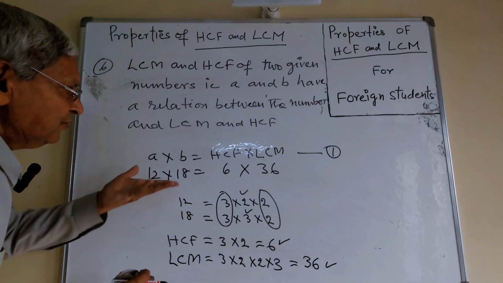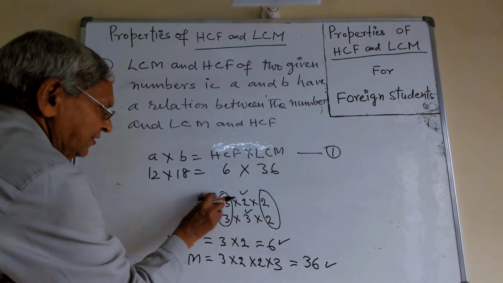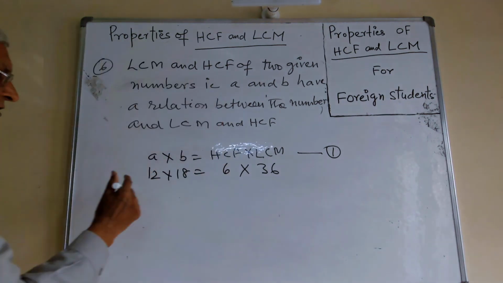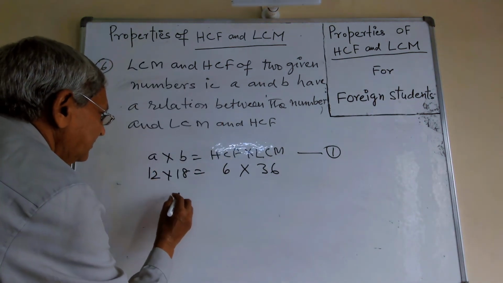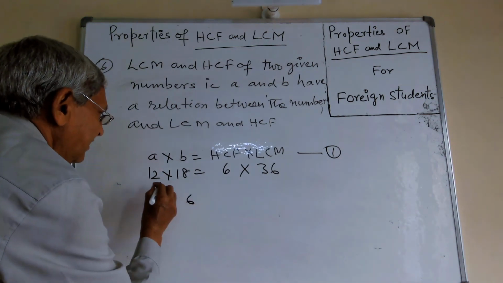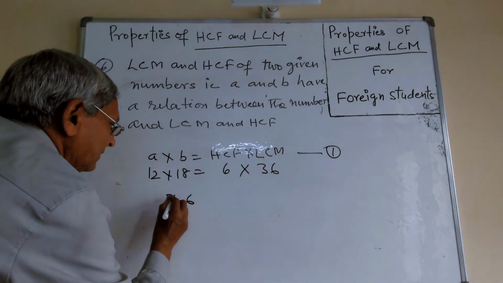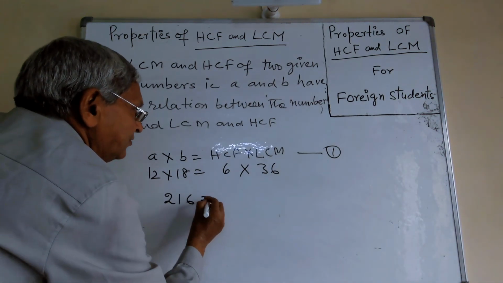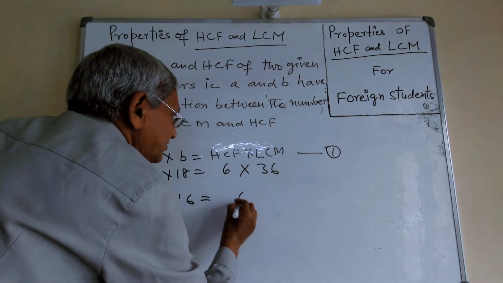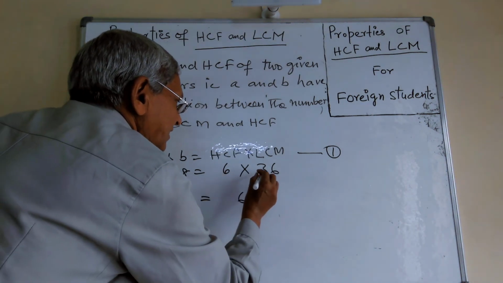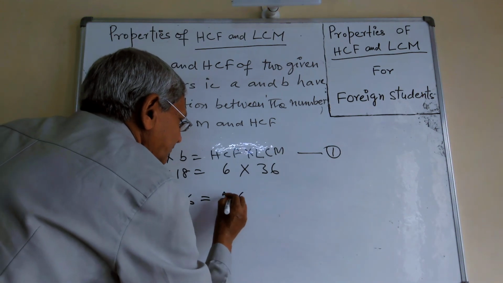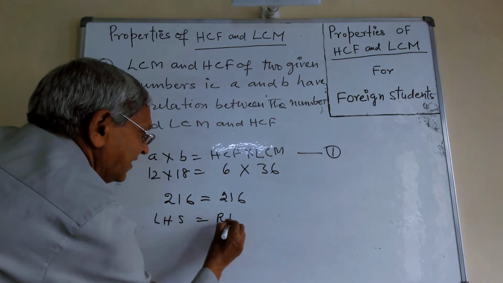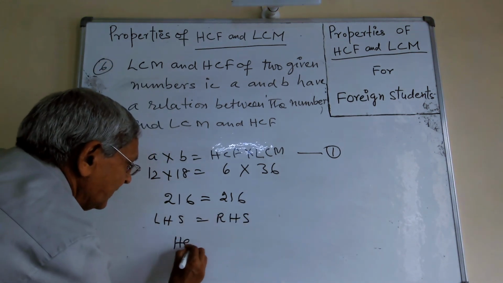Now, putting these values in the above relation, you can see whether this relation is right or not. 12 into 18 is 216. 6 into 36 is 216. Here the left hand side is equal to the right hand side. Hence proved.